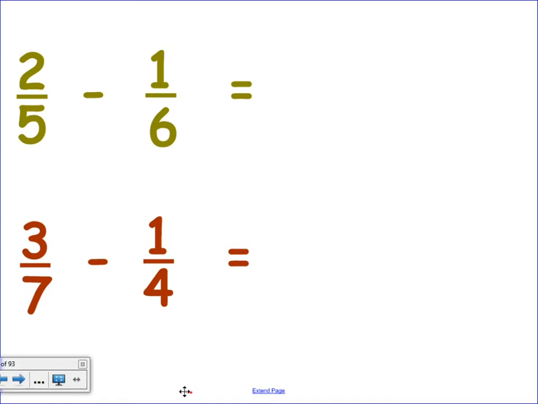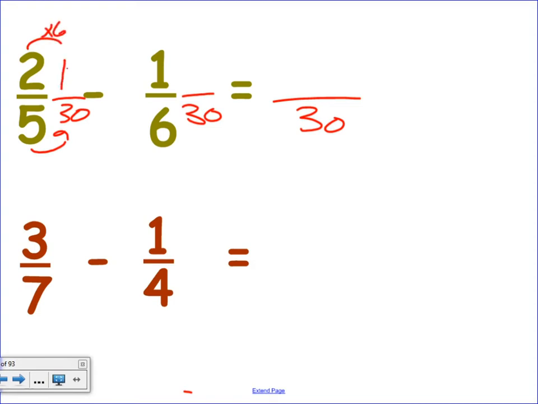First one, fractions. What's my common denominator? 30. I like 30. Let's do 30. So what we're looking at is something over 30 that represents 2/5 and something over 30 that represents 1/6. What have I done to get from 5 to 30? So what do I have to do to the top? Times by 6, which gives me 12.